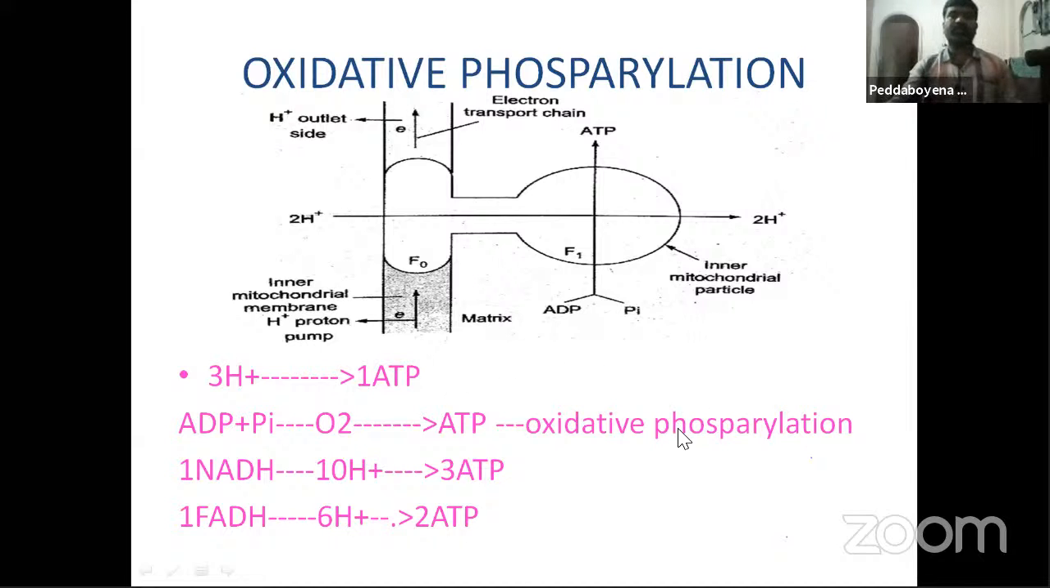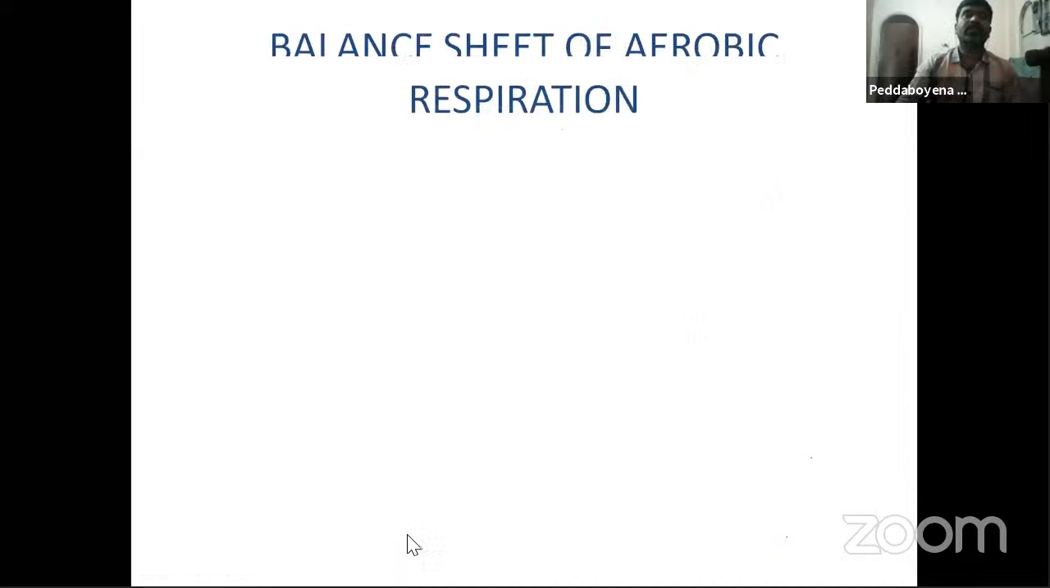When one NADH is involved in oxidation, the inner mitochondrial membrane pumps out 10 protons, so 3 ATP are formed. Similarly, oxidation of one FADH2 releases 6 protons and forms 2 ATP. Here is the total balance sheet of aerobic respiration.